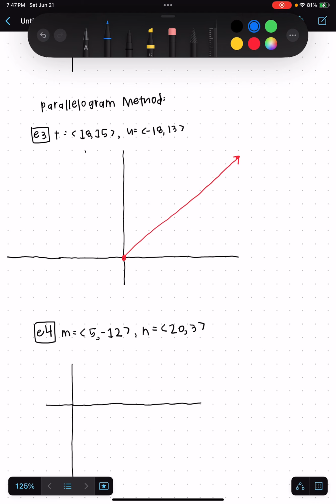Then my next vector is negative 18, 13. So 2, 4, 6, 8, 10, 12, 14, 16, 18. 2, 4, 6, 8, 10, 12, 13. Okay, so I don't think I made this graph big enough for this, but I'm going to try as hard as I can. So for the parallelogram method, basically you're going to move the blue one so that it's at the end of the red one. So move the blue vector so it's at the end of the red vector.